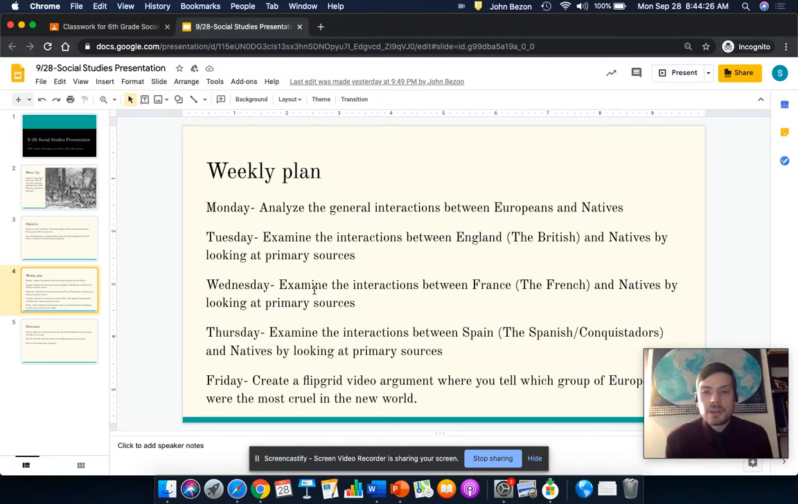And then on Friday, you're going to create a Flipgrid argument where you tell which group of Europeans were the most cruel in the New World. Which of those groups, the British, the French, or the Spanish, were the cruelest to the natives?